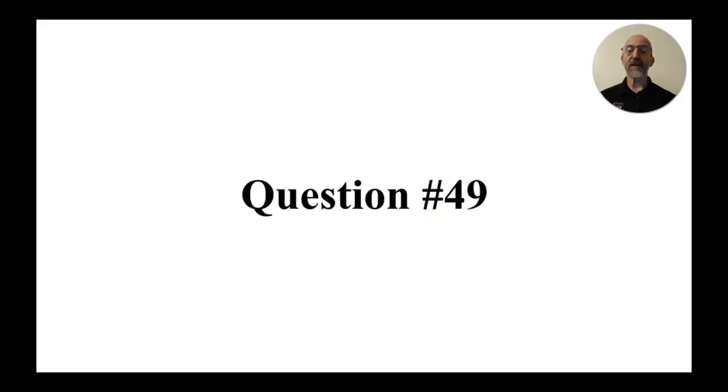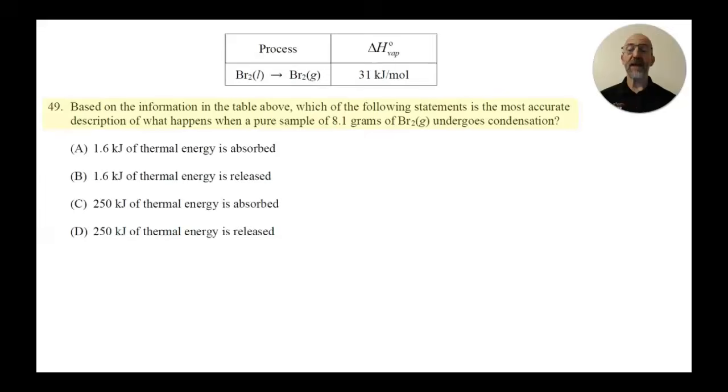In question 49, it says, based on the information in the table above, which of the following statements is the most accurate description of what happens when a pure sample of 8.1 grams of gaseous bromine undergoes condensation? This is another example of read the question carefully and make sure you are answering the question that is being asked. The process in the table is bromine changing from a liquid to a gas, and that's the enthalpy of vaporization, that's 31 kilojoules per mole.